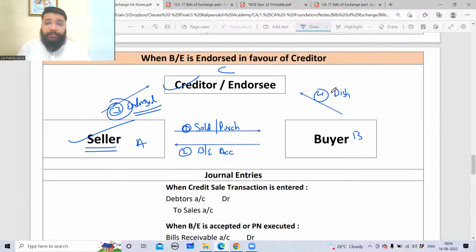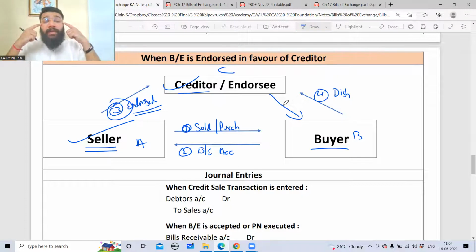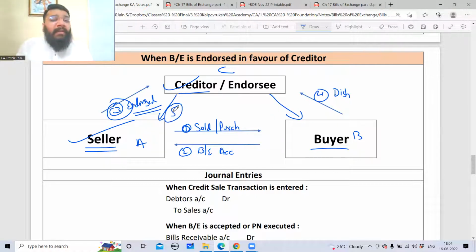Next, on the due date, the bill is being dishonored. The dishonorment is happening between the creditor and the buyer. Now please understand, the creditor goes to the buyer, but the buyer is not making the payment. So the creditor will come back to A. After the 4th transaction, the 5th transaction is happening, where the creditor is coming back and throwing that bill of exchange at A, telling him to keep this bill with him. This is useless, I did not get my money. Give me my money. So this is the 5th transaction.